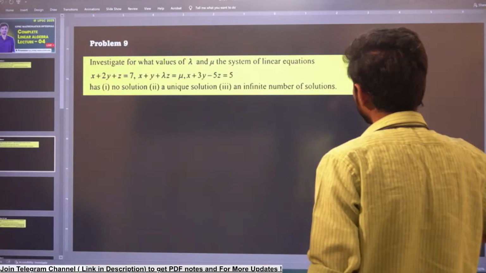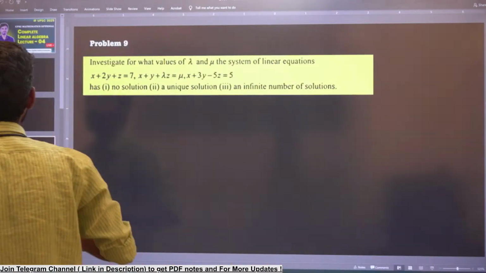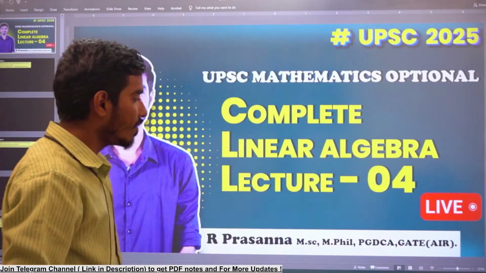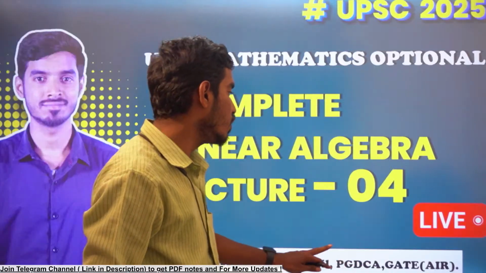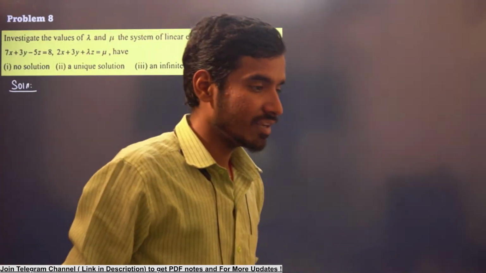Another 5 more problems I'm going to do based on finding the unknowns. That is, for what value of this unknown will this system have a unique solution, like that, right? So straight away we'll get on to the problem. Again I'm repeating, if you haven't watched the previous class, go through that class and then come back to this video.